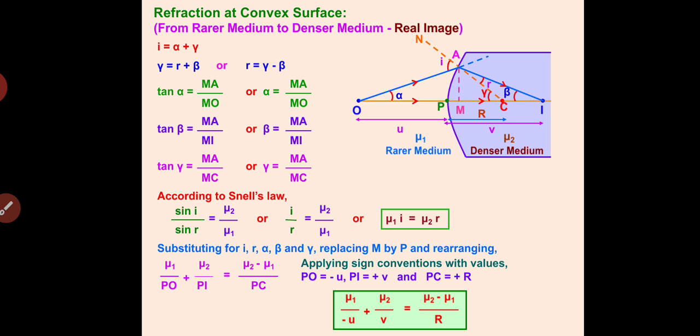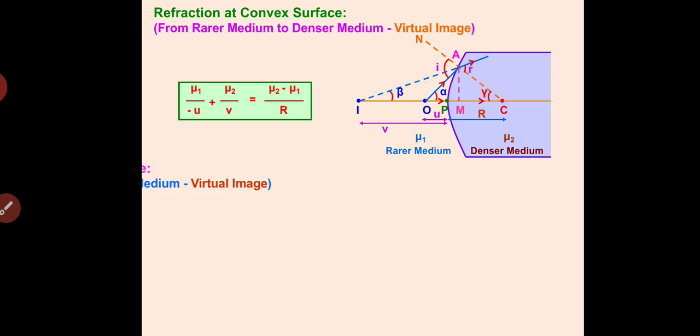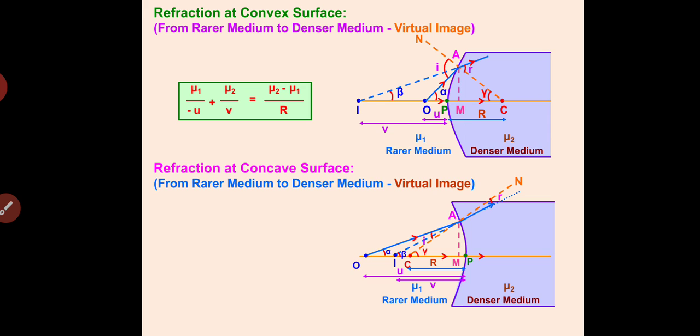On a similar technique, we can very easily find the formula for a virtual image by the convex surface: mu1 upon minus u plus mu2 upon v equals mu2 minus mu1 upon r. The formula is the same for both cases, whether the image is real or virtual. On similar techniques and assumptions, we can also find the formula for refraction at a concave surface, and this formula again will be the same.